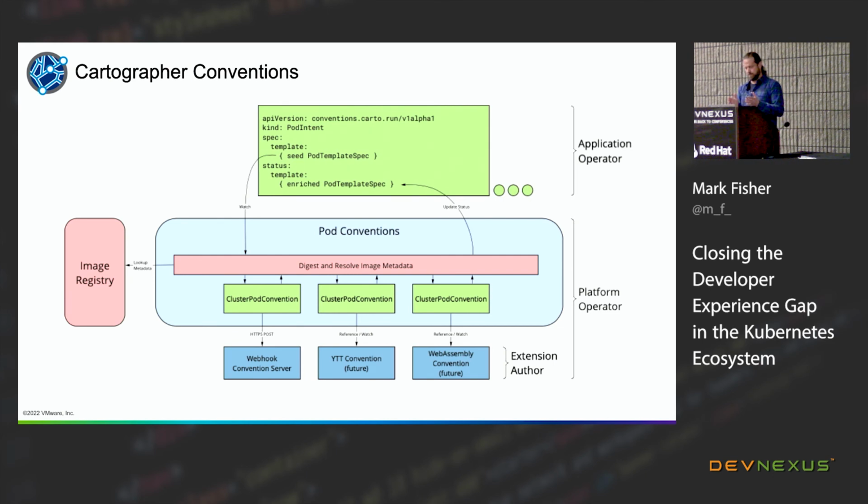But at the bottom, you can see a convention today can be implemented as a webhook, but we also want to be able to add support for the case where YTT is enough, like you can apply an overlay to a pod template, then that should also be an extension point. You don't need a running web server for that. And then we're also starting to look at WebAssembly as an extension point for this, because it's a really good example where all that's happening is a pod template comes in and an enriched pod template comes out. So it's essentially a function that you need to invoke.